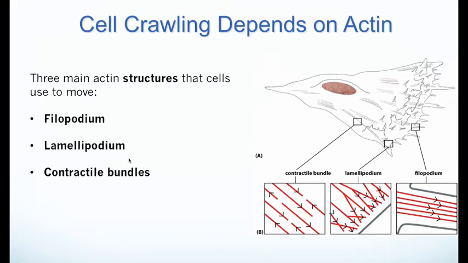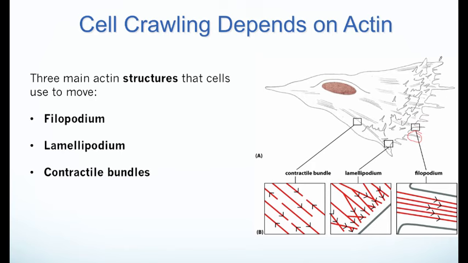In the filopodium, let me go back, I'm sorry. The filopodium are these small finger-like projections right here of the cell. And they're kind of meant for sensing the environment and sensing the rigidity of the substrate they're crawling on. They have a lot of other functions as well. And they're very straight bundles of actin, as you can see here. Okay, they're very straight and rigid.